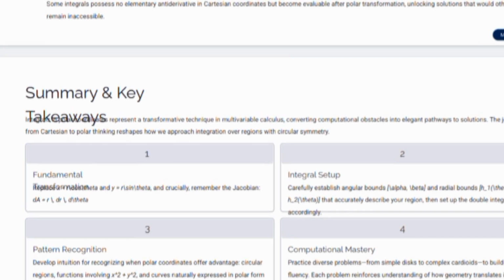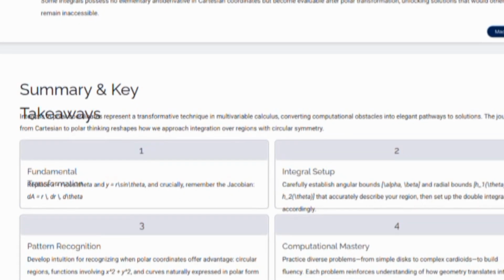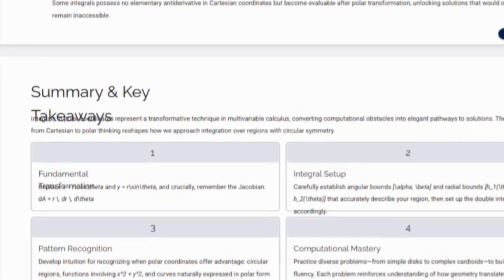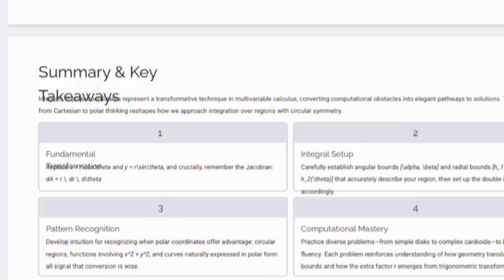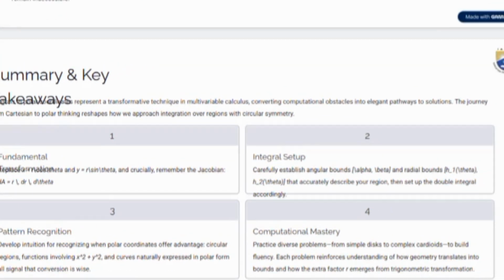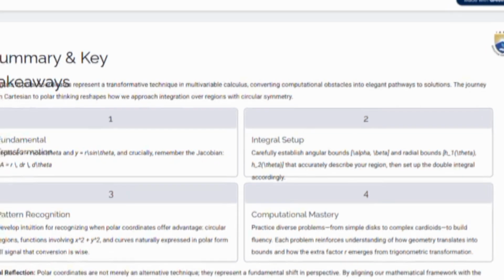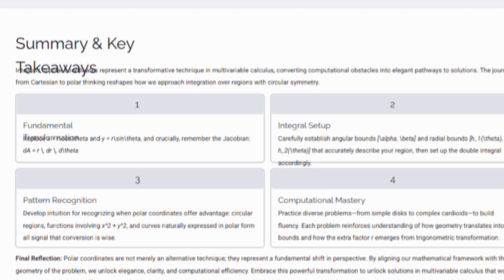Finally, polar coordinates are not merely a computational technique; they represent a fundamental shift in representation, enabling us to align our framework with the geometry of the problem. We unlock simple, clear and complete solutions. This transformation unlocks solutions whose calculation would otherwise remain hidden.